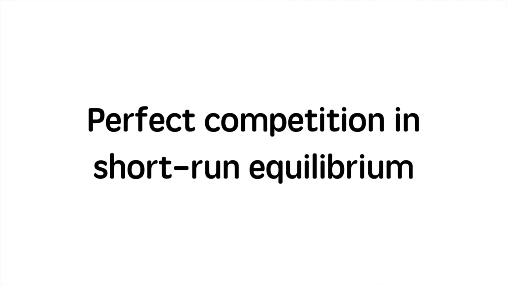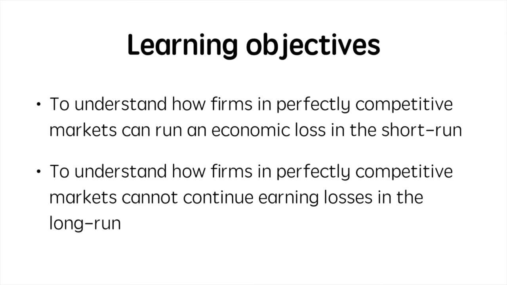In this video, we'll look at the perfectly competitive firm in short-run equilibrium running an economic loss. We'll first see how firms in perfectly competitive markets can run an economic loss and seek to understand why firms cannot sustain losses in the long run. While watching this video, you should try to follow along with my drawing step by step so you can become more confident in drawing the diagram for perfect competition and better understand it.